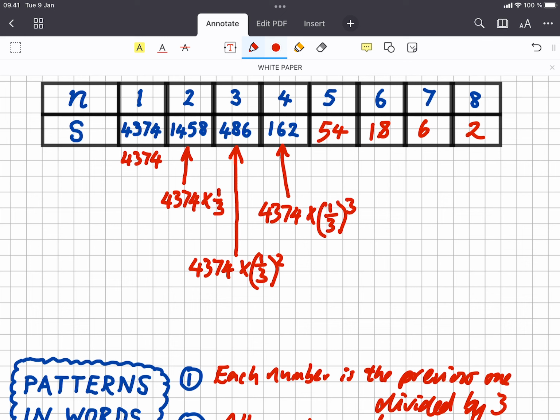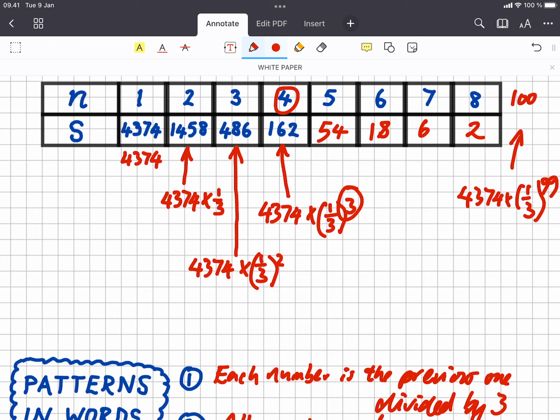And hopefully you can start to see the pattern there. It's generally always 4,374 times a third to the power of something. And that something is always one less than where we are in the sequence. So the 100th one, for example, would be 4,374 times a third to the power of 99.